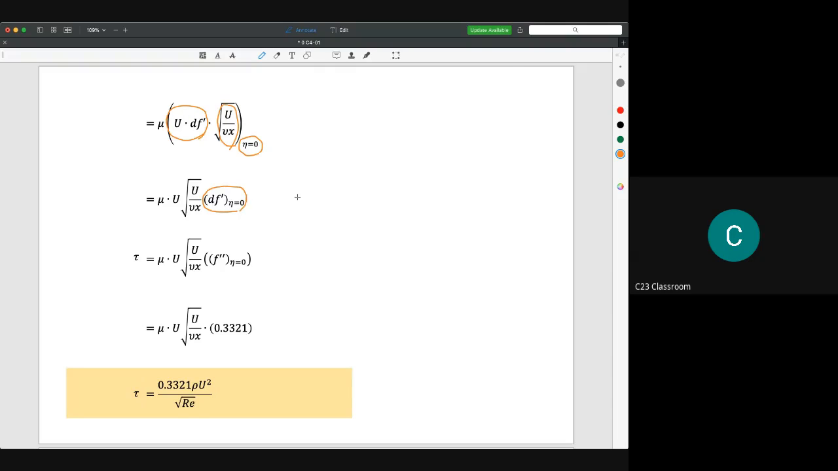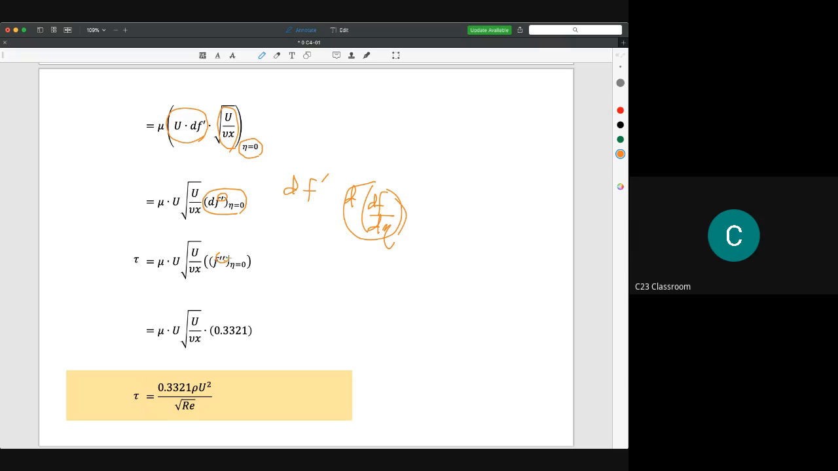Okay, so you should know that df prime here is d over f prime. So f prime here is d of f, df over d eta. Okay, so the differential here is 2 times. So we could replace the df prime here with f double prime. So now we need to calculate the value of f double prime at eta equal to 0.